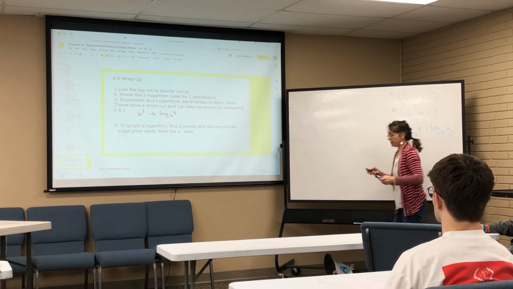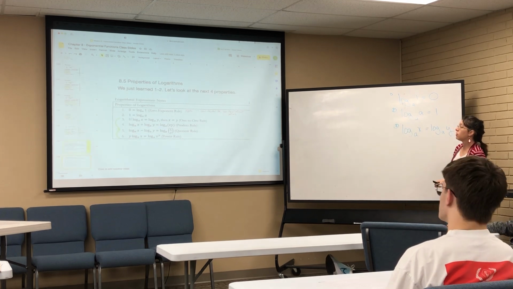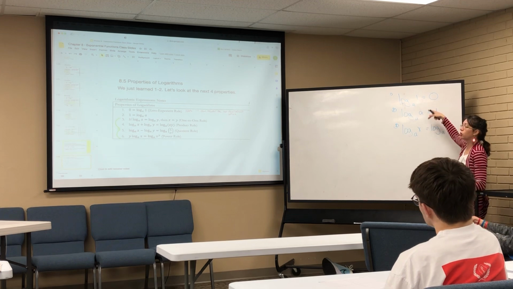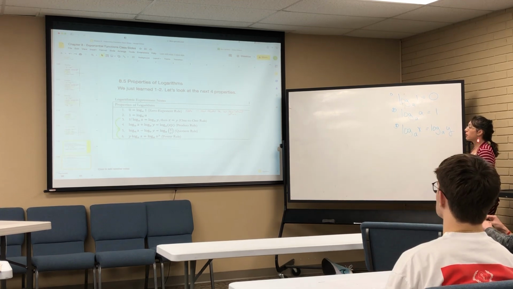I'm going to try to get 8.5 and 6 then. 8.5 is pretty quick. It's properties of logarithms. We've already learned the first 2. These other ones can be memorized. There's also, logically you can work through it. Let's look at the second one.